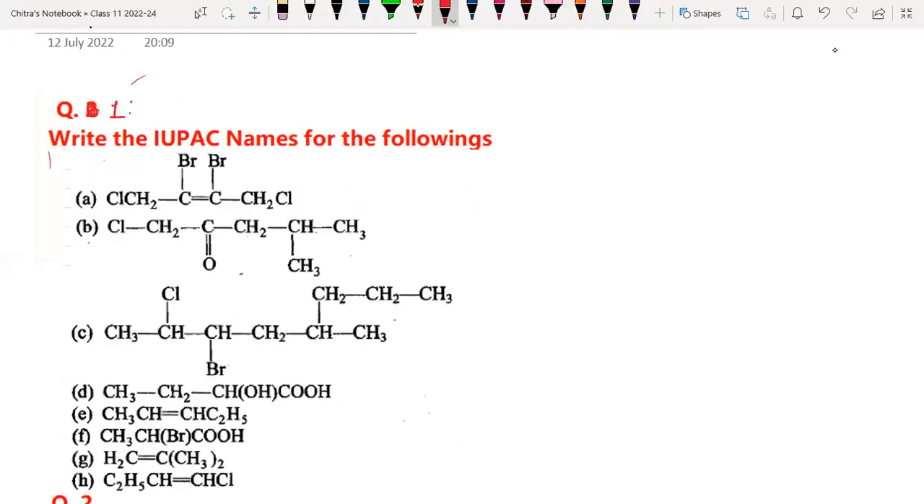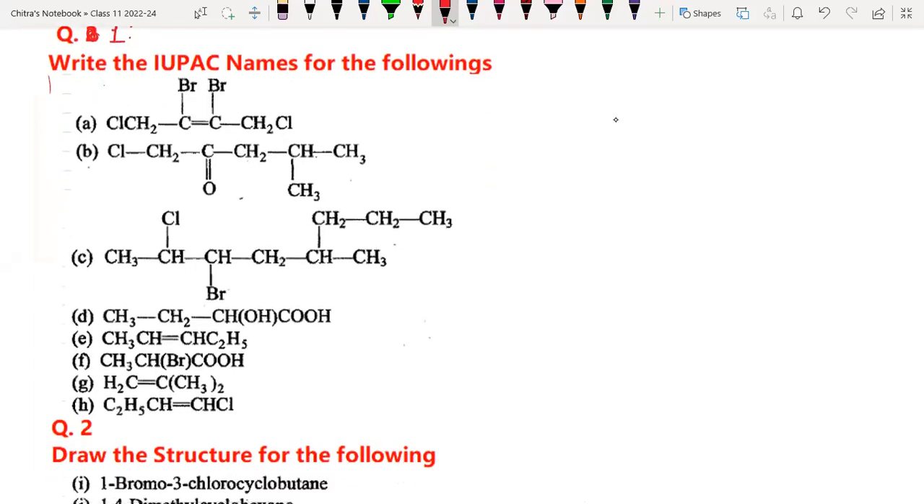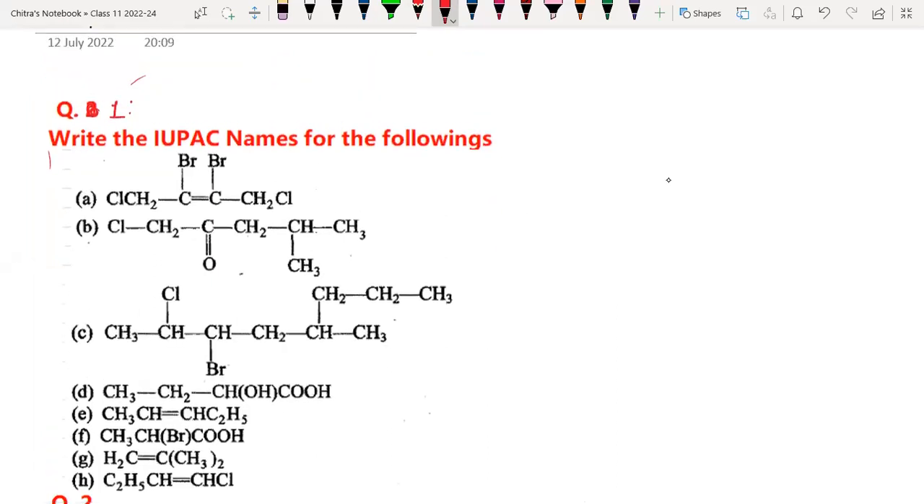Okay, so now we are going to discuss the question paper that we had on Sunday on IUPAC nomenclature. Okay, everyone? So, first one. Here, I'm writing this structure. On CH2 we have Cl, then we have C double bond C. Here we have bromine, here also bromine. Then CH2, and here we have Cl.